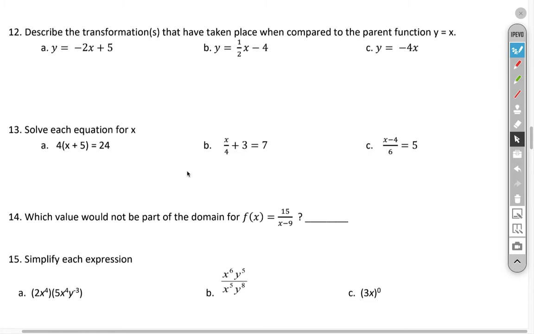All right, number 12 says to describe the transformations that have taken place when compared to the parent function y equals x. So we remember this hopefully is 1x plus 0. And this is the same thing. So we're comparing our slope. Does the sign change? Does it increase or decrease? And does our initial value increase or decrease? So first we notice our slope is negative. So that negative tells us we have a reflection.